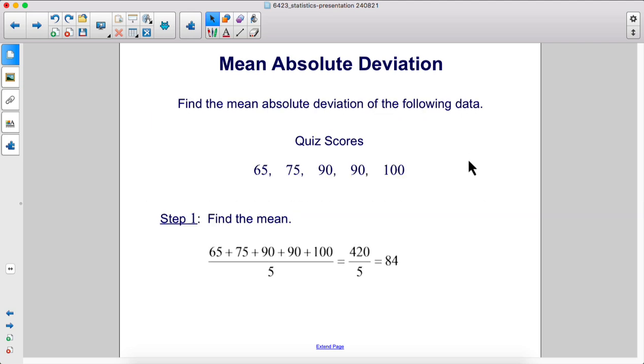Let's find the mean absolute deviation of the following data. Here's our quiz scores: 65, 75, 90, 90, 100. The first step is to find the mean. So we add all the numbers together and divide by the number of numbers. There are 5 scores, so we divide by 5. We get a mean of 84.